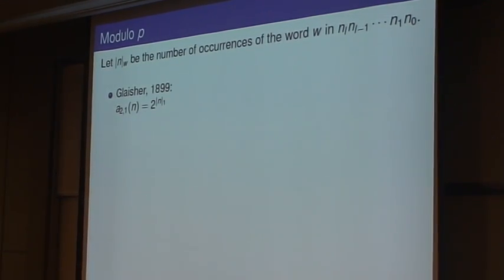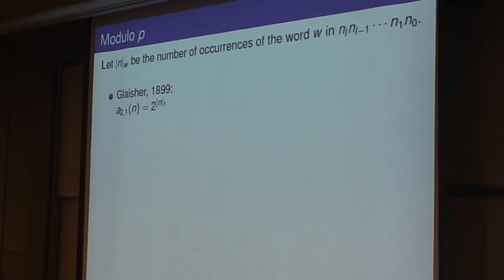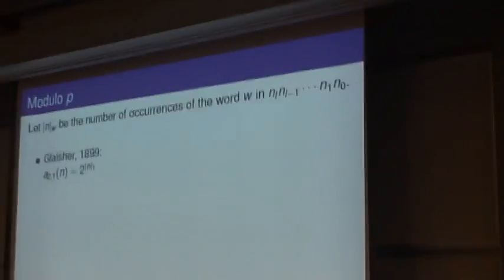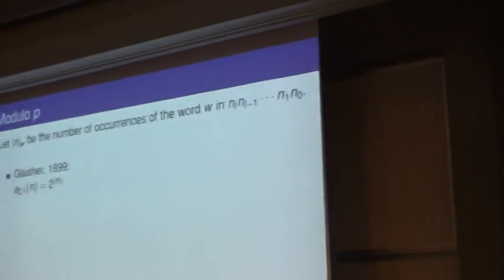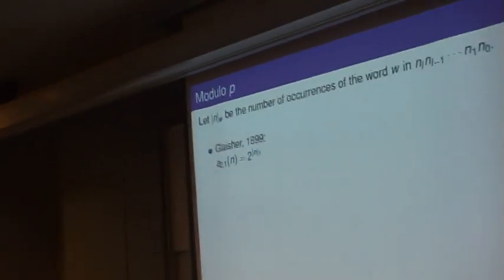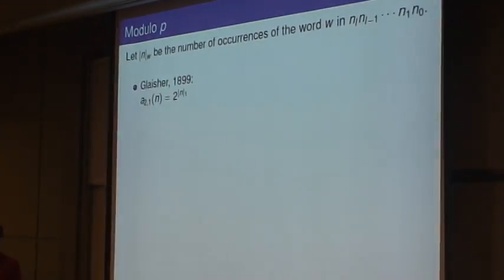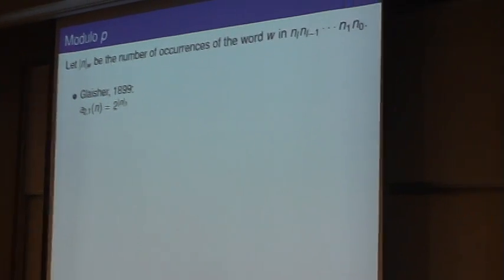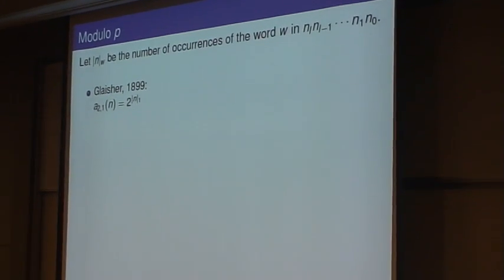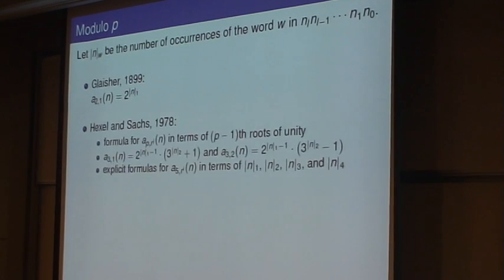The first such result was by Glaisher in 1899, who showed that the number of odd entries on row n of Pascal's triangle is 2 to the number of 1s in the base 2 representation. So you just write n in base 2, count up the number of 1s, raise 2 to that, and that's the number of odd entries on row n.